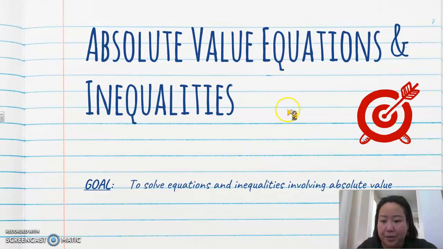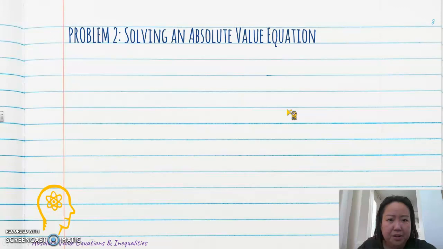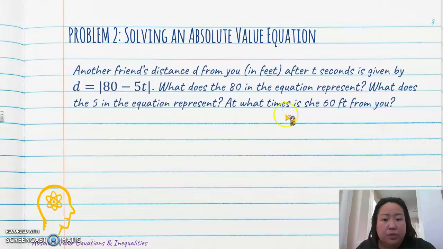All right, so continuing our examples here, we're still working on that word problem. This time it's a different friend, and she is at a distance. Distance is equal to the absolute value of 80 minus 5t. We have a couple of questions in here. What does 80 in the equation represent? What does the 5 in the equation represent? And at what times is she 60 feet from you?